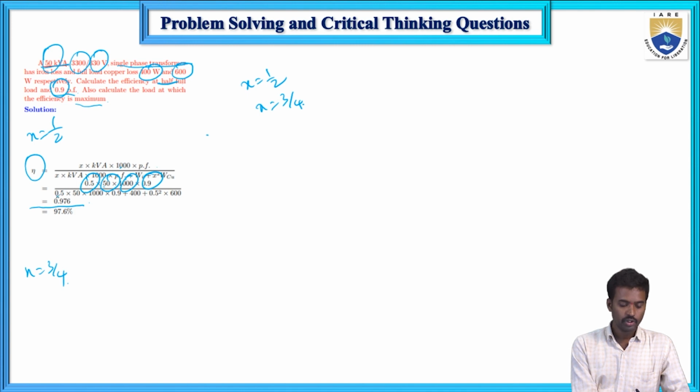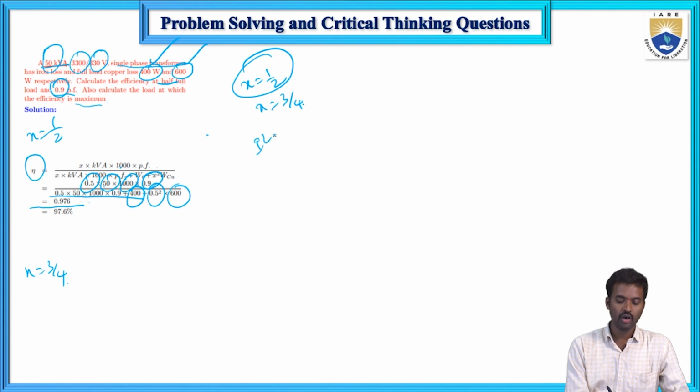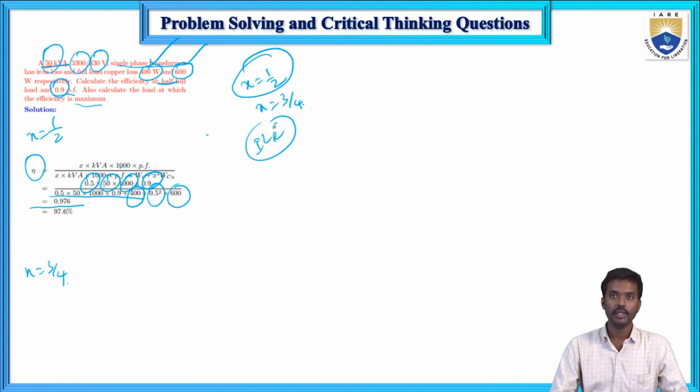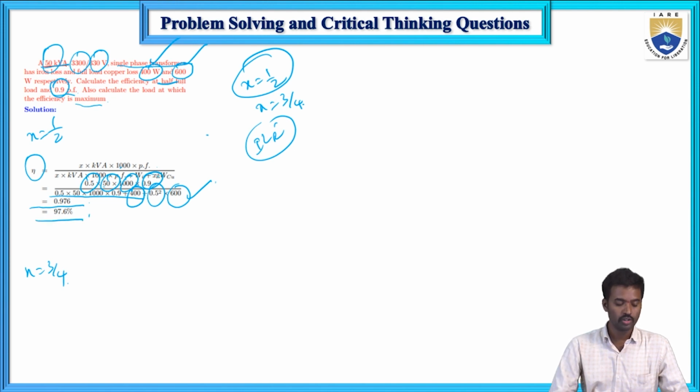That equals 0.5 into 50,000 into 0.9, and the iron losses and copper losses are 600, and copper losses are variable losses, depending on the load. If it is 1 by 4th load, that is 1 by 4, I square R losses, depending on the load only these losses change. So now here if we substitute all the values, that value equals 0.976. So the percentage efficiency equals 96.6.